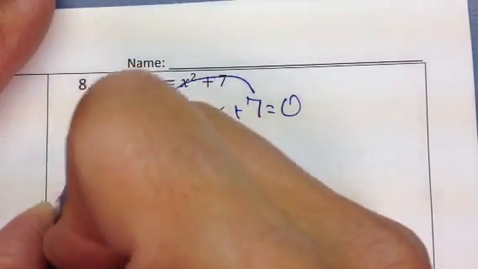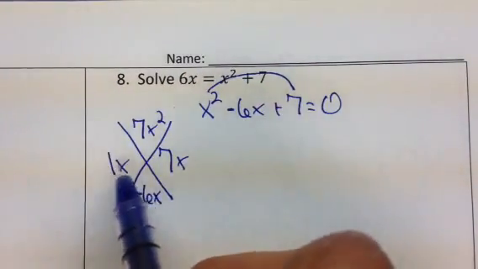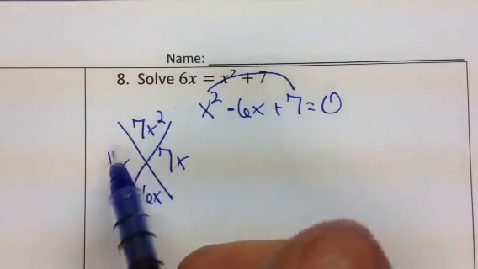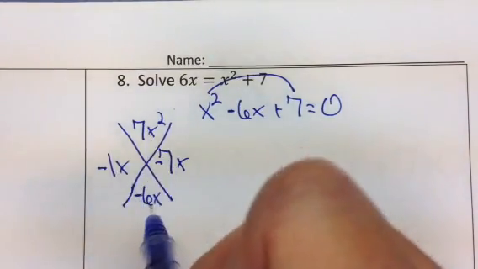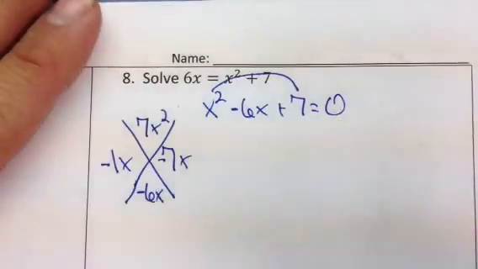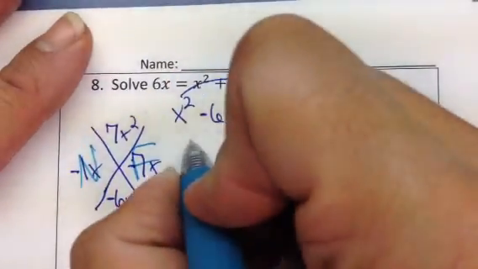No, they're not. When I put these down, I need for these both to be positive to get to 7x, which then makes 8x, or I need these both to be negative to get to 7x squared, and then that would be a negative 8x. So this is actually not factorable. So I'm going to do the quadratic formula.